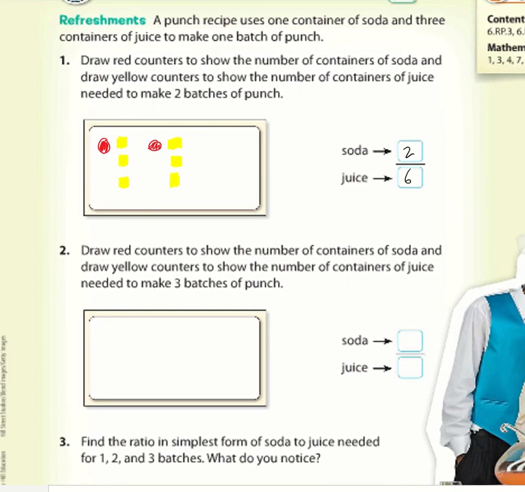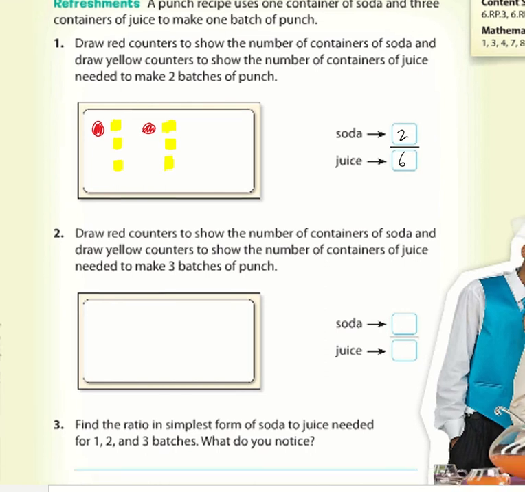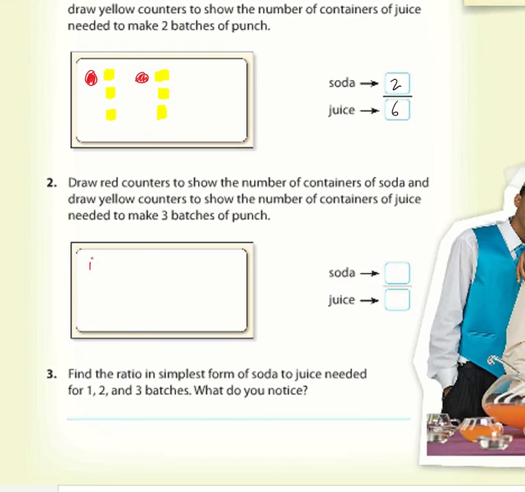So number two, draw red counters to show the number of containers of soda, and yellow counters to show the containers of juice for three batches of punch. So I'm going to do the same thing now, making three batches of punch. So now I have three sodas with nine containers of juice.